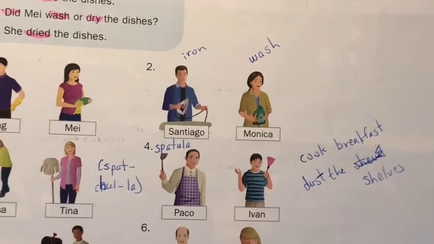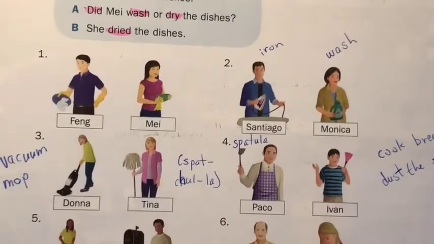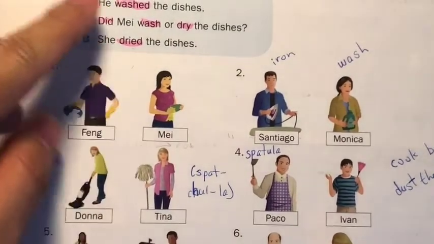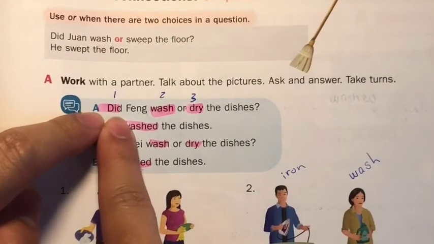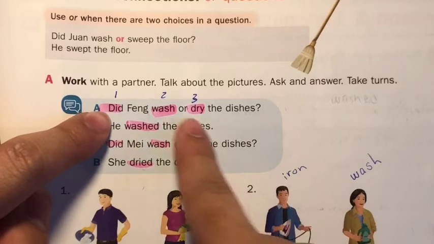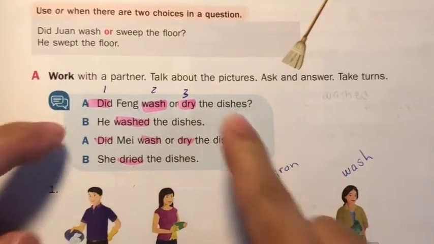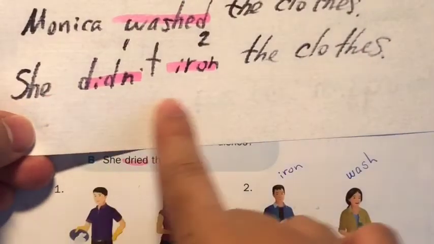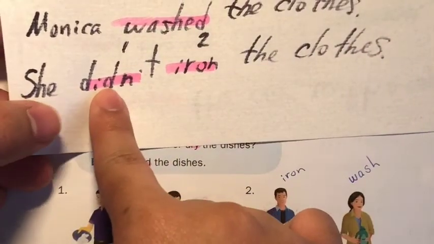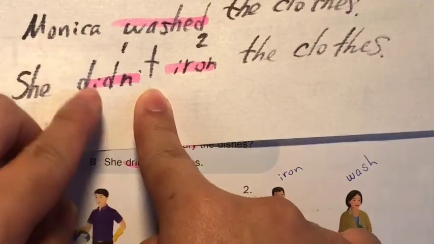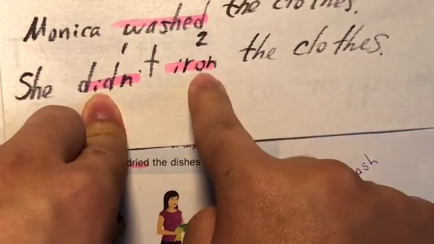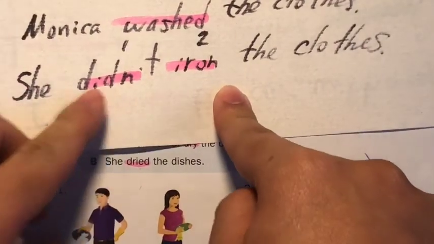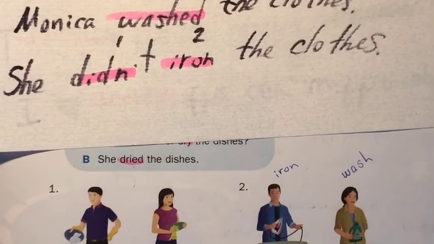So that is the end of lesson 15. Remember, when we ask a question in past tense, we use the word did. The verbs after the word did are in present tense. And if we have a sentence that is in the negative, we use the word did not, didn't. Because didn't is already in past tense, the verb after didn't is in present. Okay?